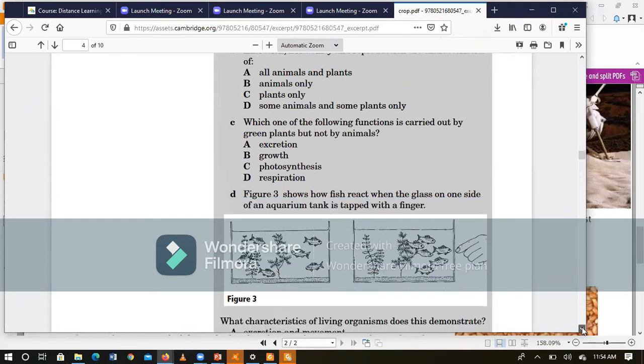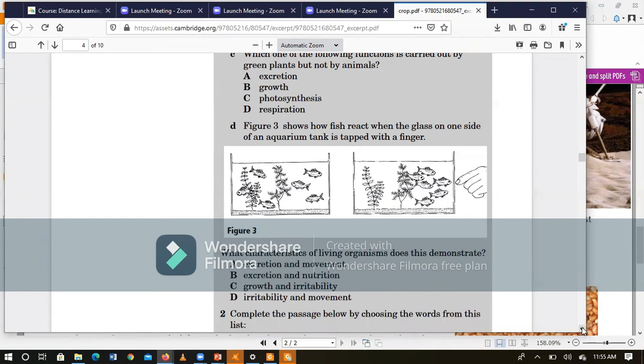Let's move on to part D. Rowan, you are doing part D. The question is asking what characteristic of living organisms this demonstrates, and you have the answers A, B, C and D, so you're just supposed to choose from them. Irritability is just the same as sensitivity. Cindy, do you want to try part D? D. Yes, that's what I think.